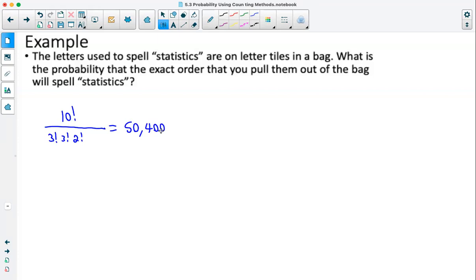Now, there's only one possible way to actually get them to spell statistics, so we will only have one successful attempt. Meanwhile, the rest of our attempts would be unsuccessful, but we have a total of 50,400 attempts. So our P is equal to our successful attempts over our total attempts. So our P is equal to 1 over 50,400.